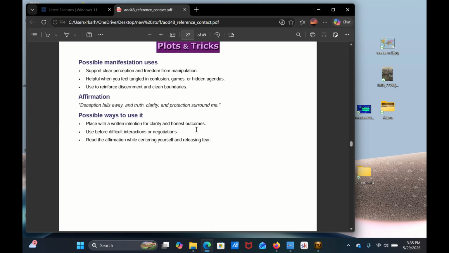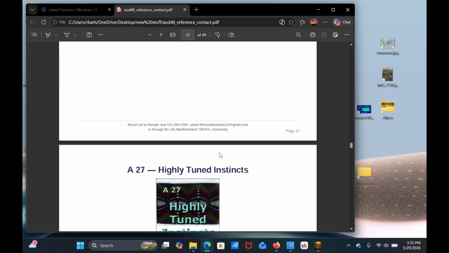Placed with a written intention for clarity and honest outcomes. Used before difficult interactions or negotiations. Read the affirmation while centering yourself and releasing fear.